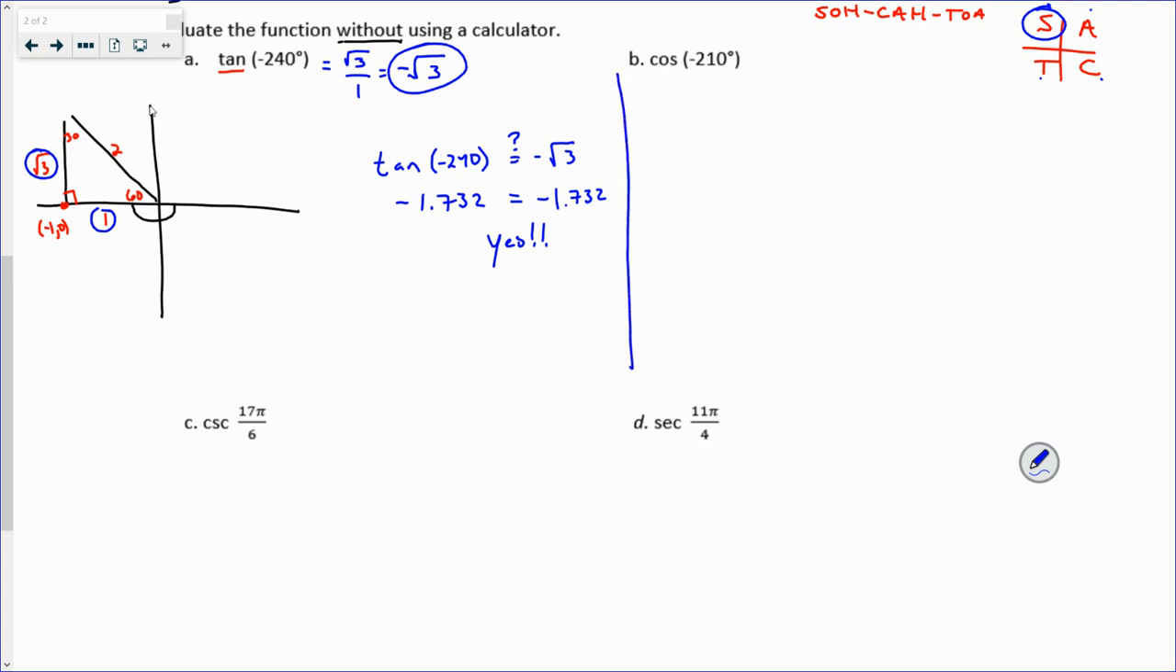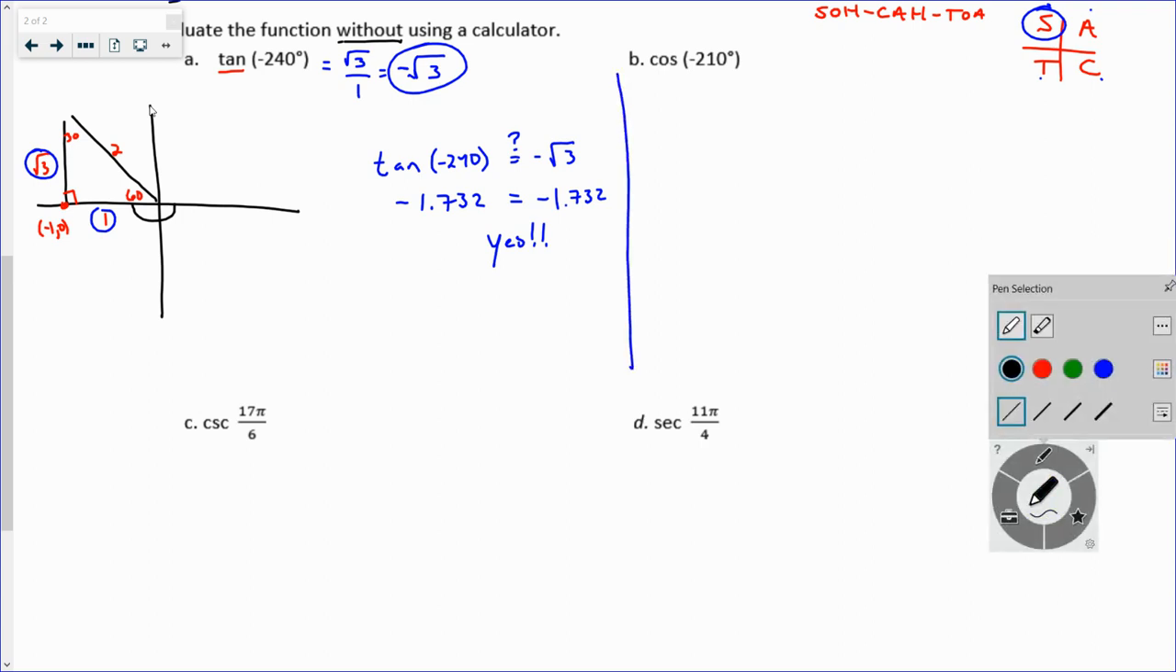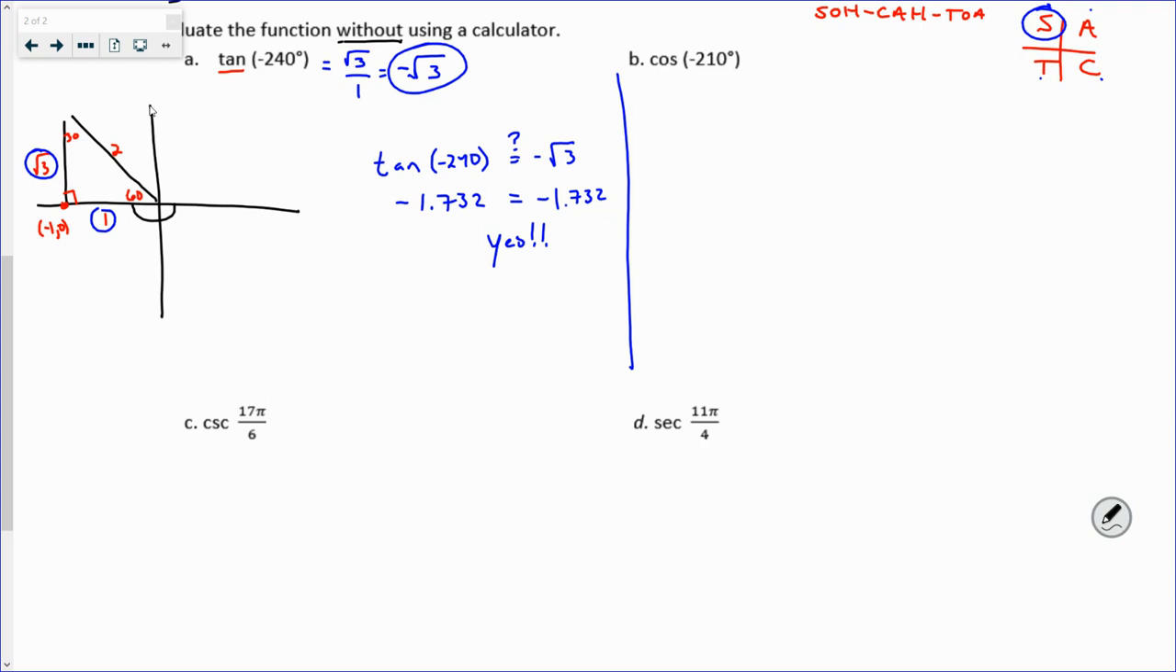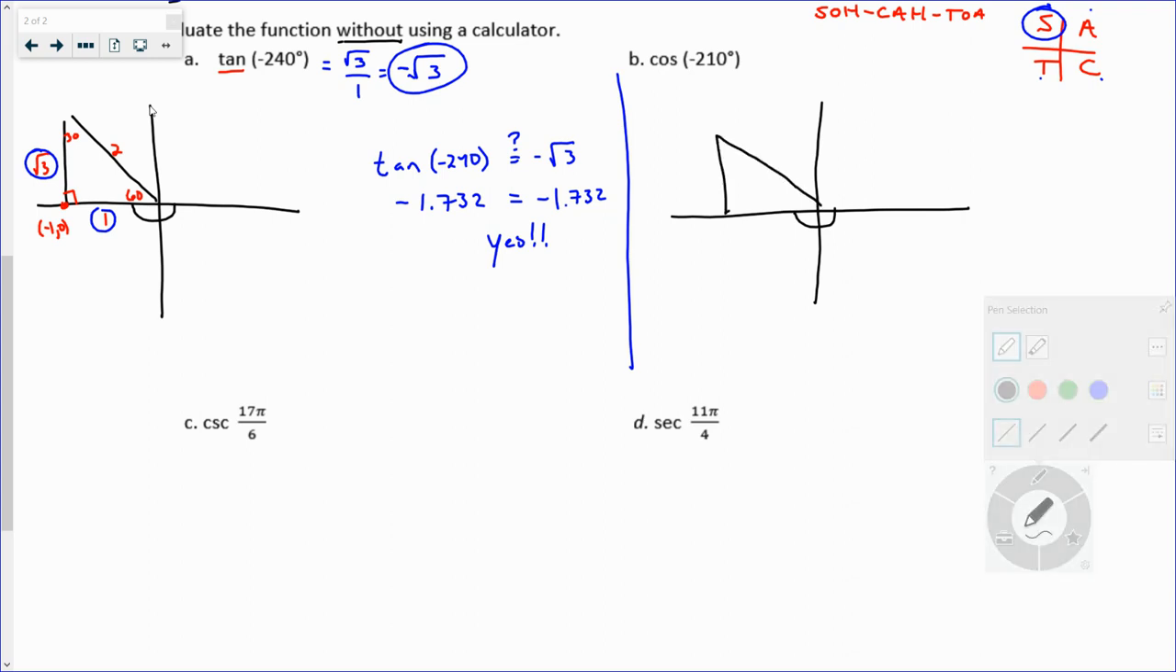So let's go on to the next. It occurs to me that I should have told you right away that we're going to be messing with these special right triangles every time we do this. So let's try again. So we go negative 180, and then we still got another 30 to go. So it would appear to me that our triangle will be in the third quadrant. This will be 30, which makes this 60, and this 90.